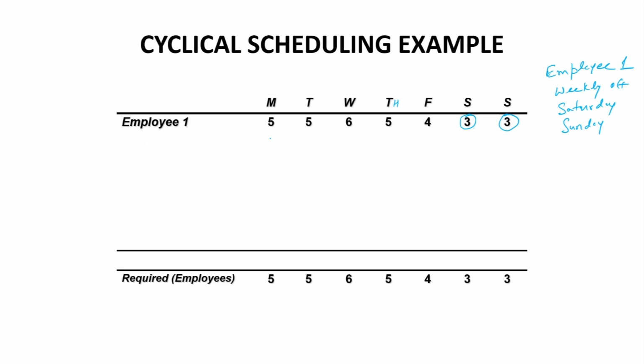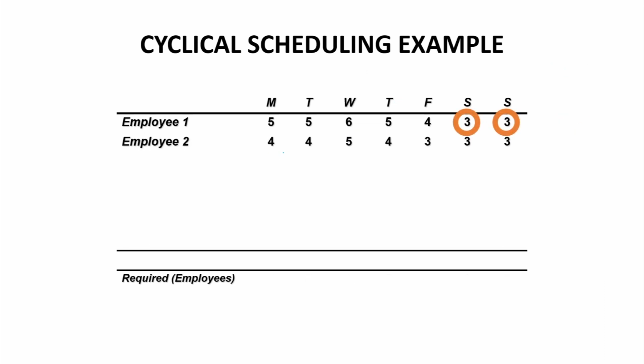We need 4 persons here, 5 here, 4 here, 3 here, 3 here and 3, because we have not assigned any person. Employee 1 is not assigned on Saturday and Sunday. So, still we need 3 more employees on Saturday and Sunday, but on Monday we now need 4 only, because employee 1 has been assigned on Monday, and employee 1 has been assigned on Tuesday also. So, as is written there, 4 persons are required on Monday, 4 on Tuesday, 5 on Wednesday, 4 on Thursday, 3 on Friday, 3 on Saturday and 3 on Sunday.